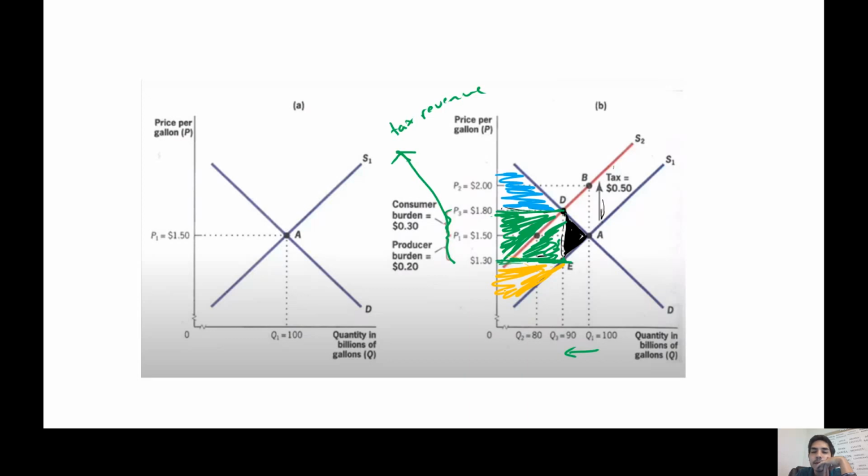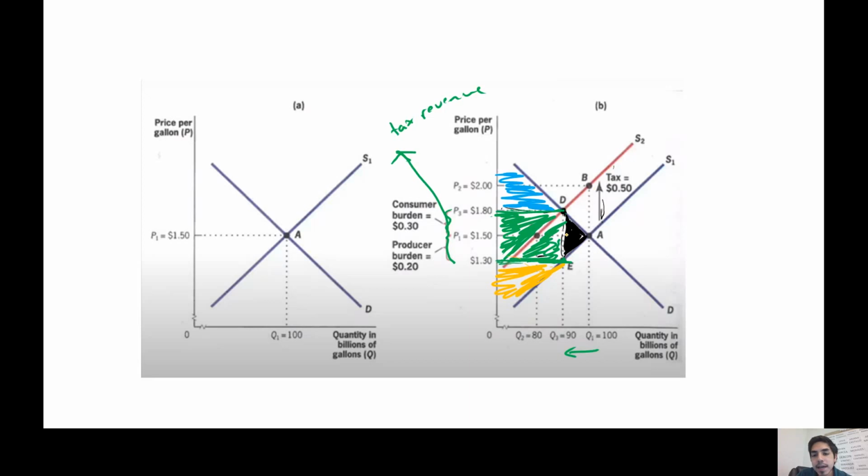I don't know how to describe this. Right, because consumers are also paying the tax, right? They're also paying the burden of the... no, that's not the right way to explain it. I'm sorry, I'm going to come back to this in class a little bit later.